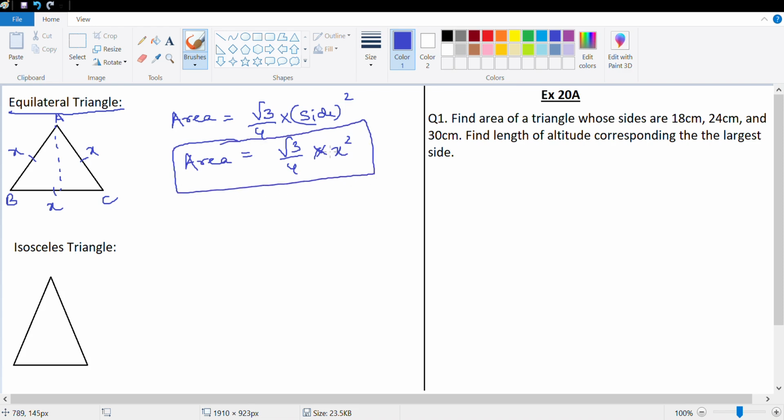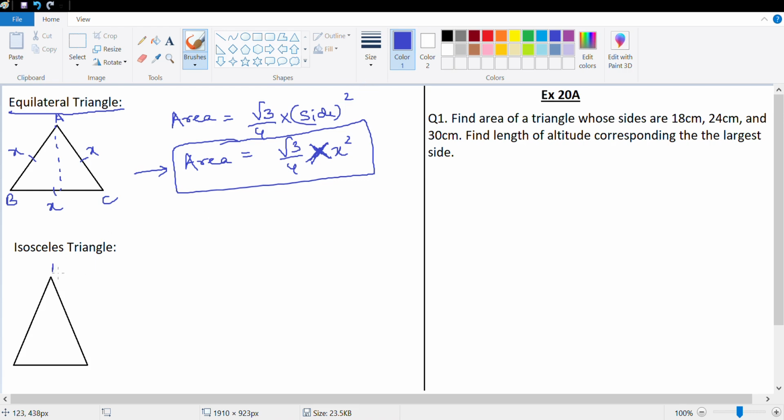Will I get the same answer if I use Heron's formula? Yes, but if you can remember this formula, well and good, we'll save one step. That's about it. But this is basically a formula which is root 3 by 4 x square. Next, let's talk about an isosceles triangle.